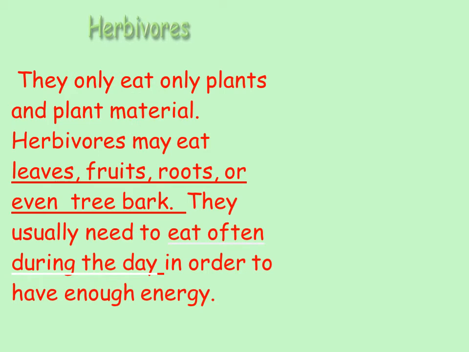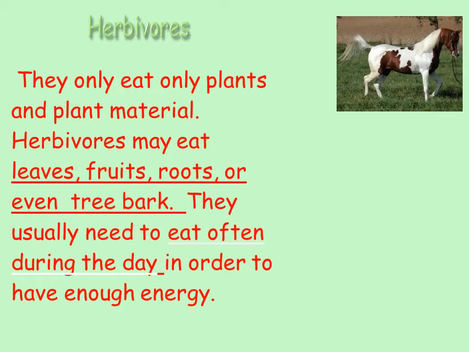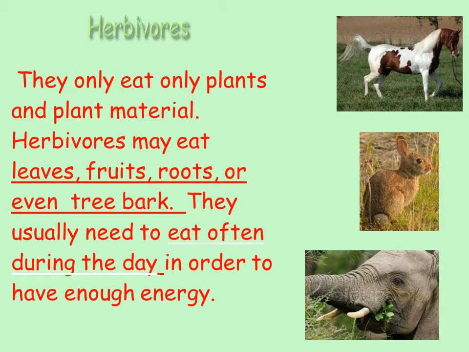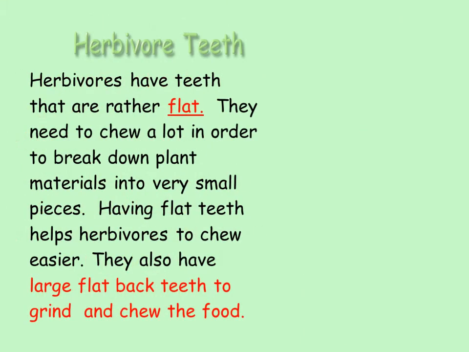Now let us see in detail about the first group of animals. They are nothing but herbivores. They eat only plants and plant materials. Most of them eat leaves, fruits, roots, or even tree barks. They usually need to eat often during the day in order to have enough energy. Let's see in detail about the teeth which help them to eat the plant and the plant materials.